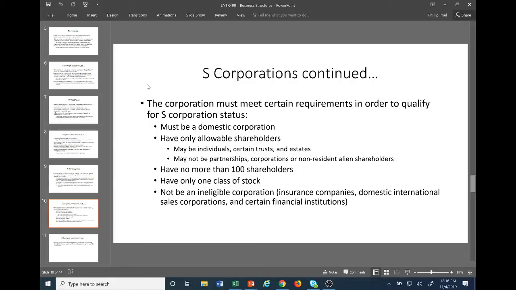It cannot have more than 100 shareholders, so it's going to have a small number of shareholders compared to publicly traded corporations. It can only have one class of stock, because certain companies, the bigger companies, will have different classes of stock offerings that they offer to the public. And it cannot be an ineligible corporation. The ineligible corporations would be insurance companies, domestic international sales corporations, and certain financial institutions. So there are certain regulations against certain corporations being able to become an S corporation.